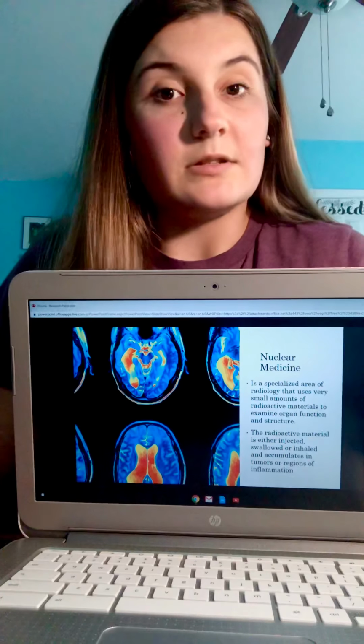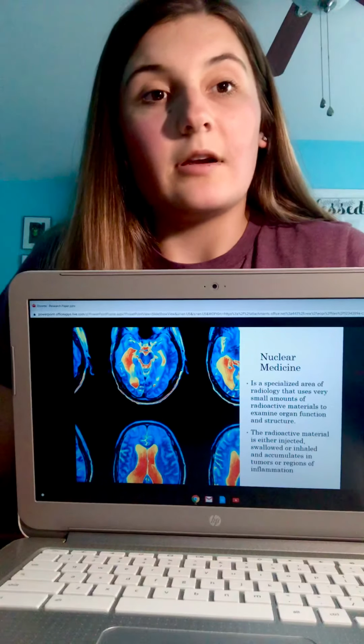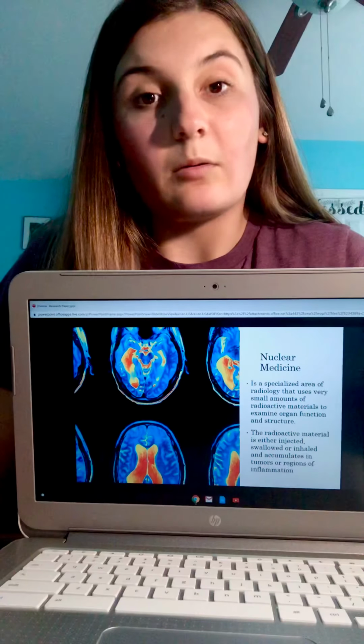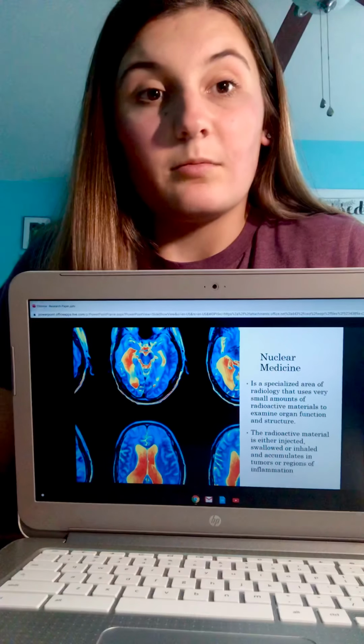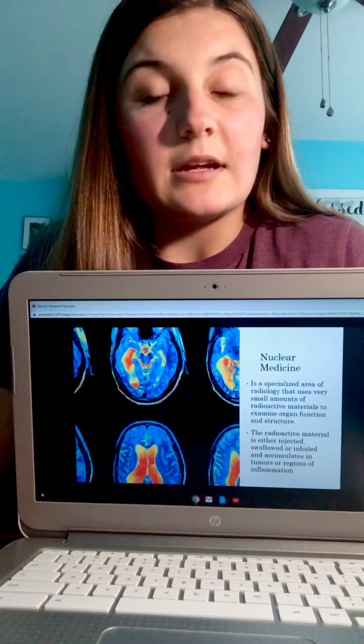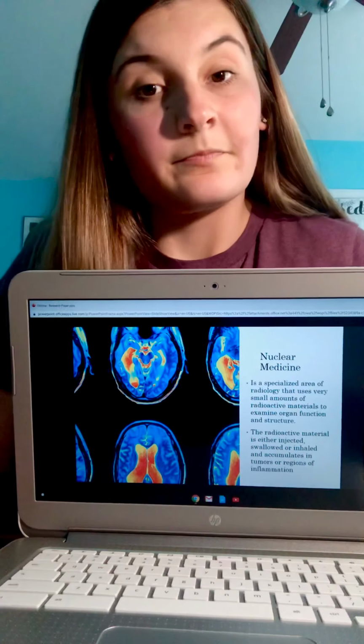And the last form is nuclear medicine, which uses very small amounts of radioactive materials to examine organ function and structure. The radioactive material will accumulate in tumors and is either injected, swallowed, or inhaled by the patient.